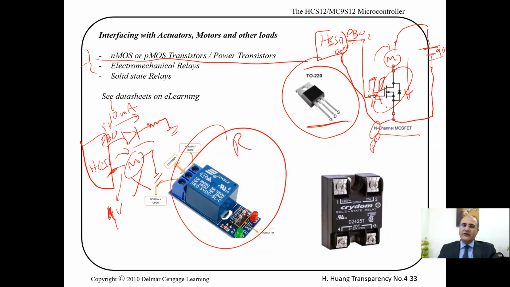But if you want higher speeds of switching, there is something called solid state relays. Here, this is a sample, and also the data sheet is over there on e-learning. A solid state relay that can take AC. So here, these are the control pins. These are the pins that you can use to switch on and off.